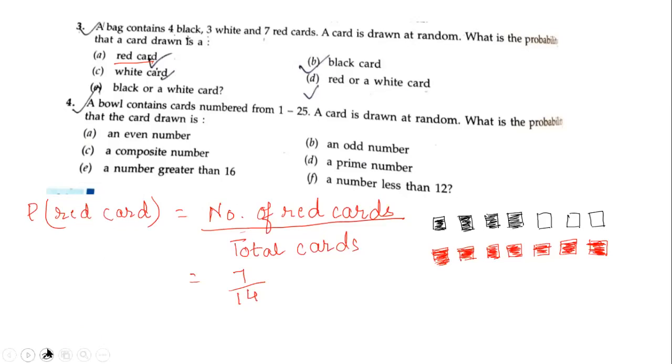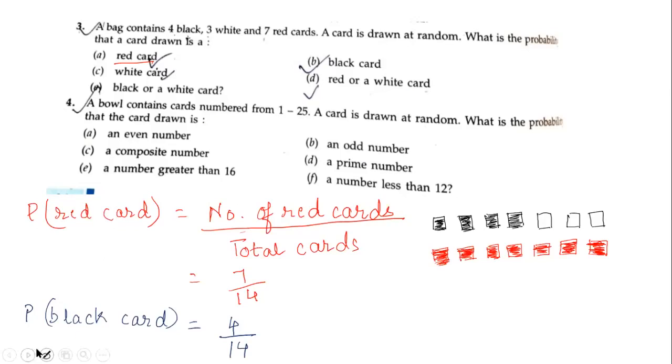What is the probability of black card? 4 black cards are there. 4 out of 14 is the probability of black cards. आप ऊपर क्या लिखेंगे? Number of black cards divided by total cards.